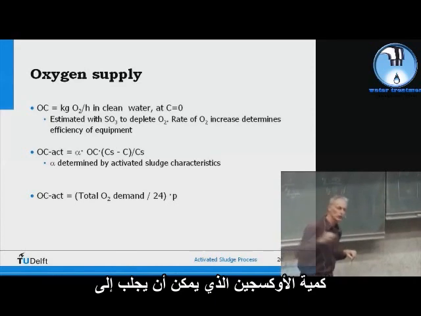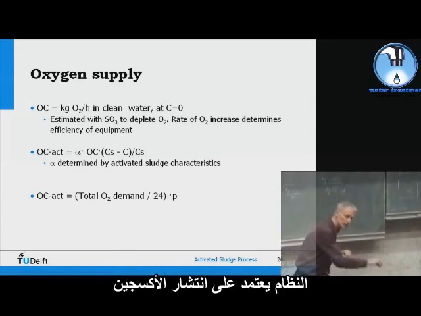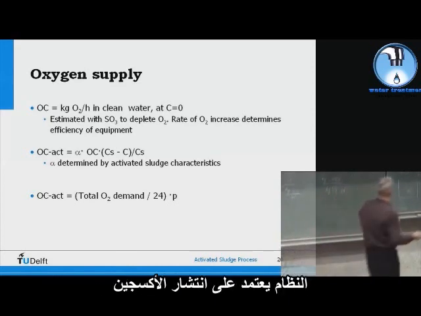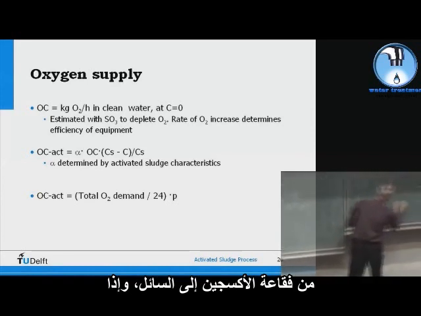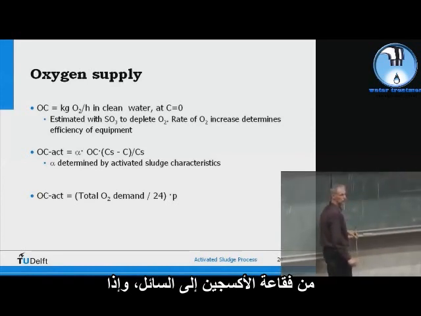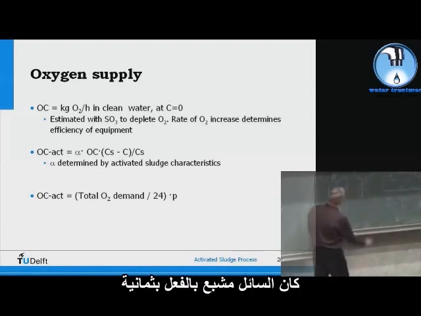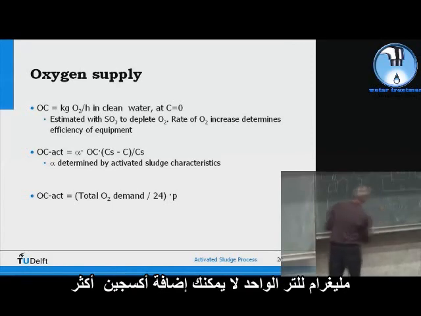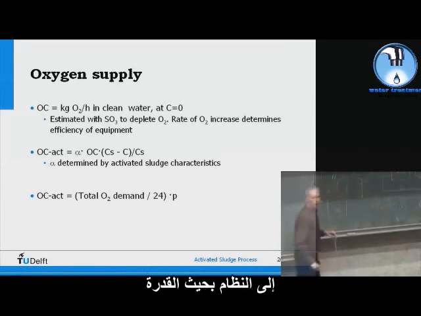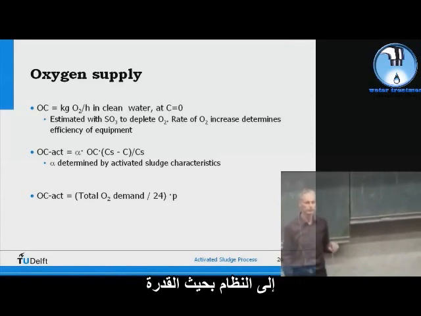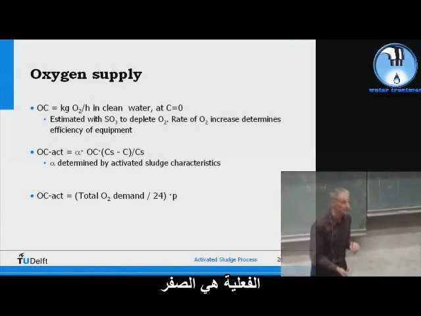And that's true, because the amount of oxygen that you can bring into the system depends on the diffusion of oxygen from an oxygen bubble to the liquid. And if this is already saturated with 8 milligrams per liter, you cannot add more oxygen to the system. So the actual capacity is 0.